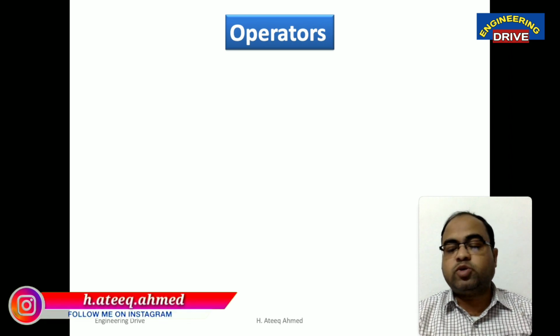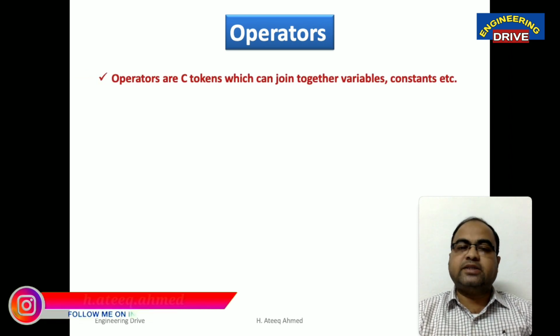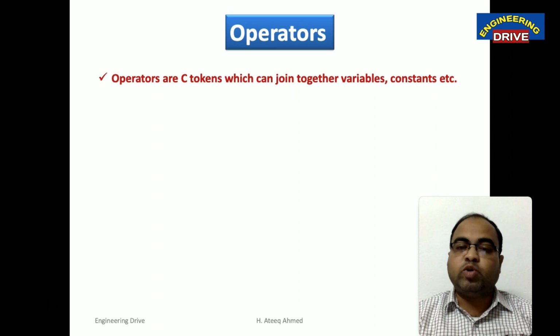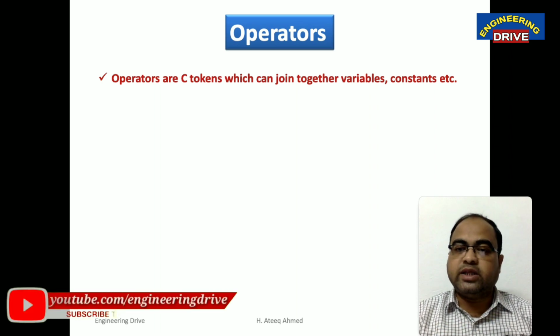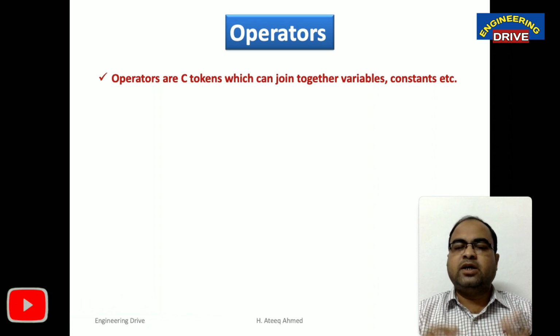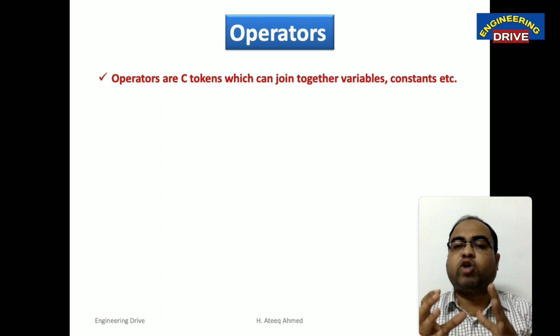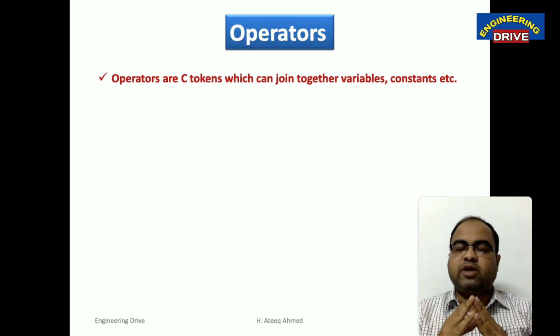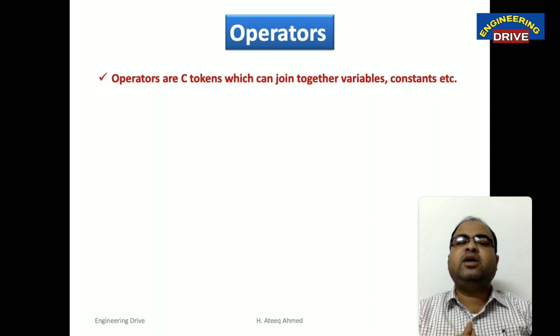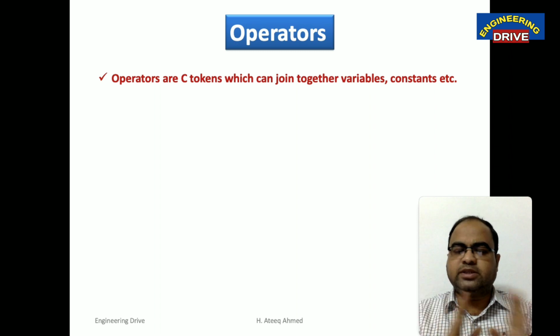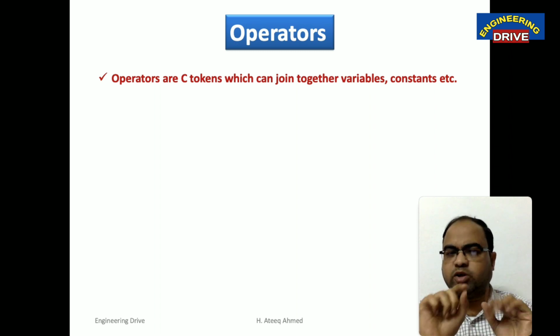Okay, so dear students, what is an operator in C? Operators are C tokens which can join together variables, constants, etc. Which means we use operators in formulas or expressions where you need to calculate the result. In those cases, operators will come into play. For example, if I want to calculate the sum of two numbers, I have not started the topic of operators yet. Simply I told the definition, only one line.